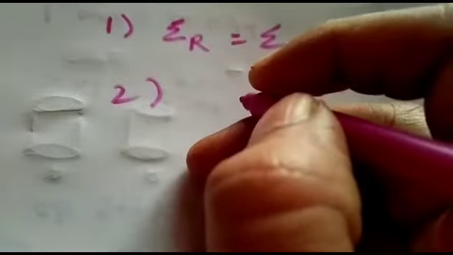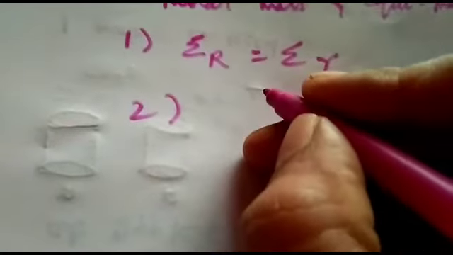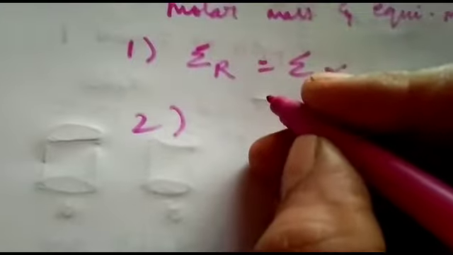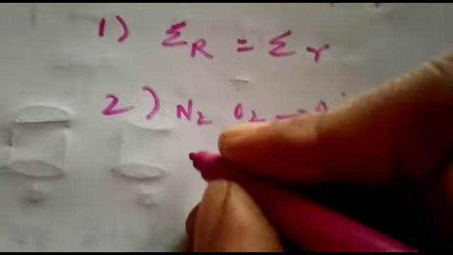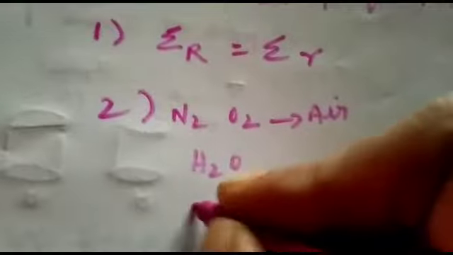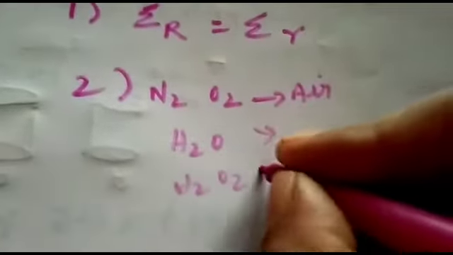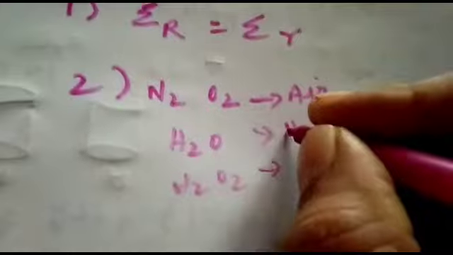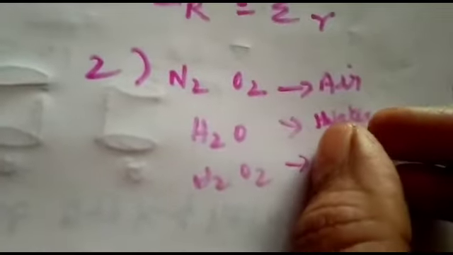Constant proportions. Specific ratio means: N2 and O2 in any proportions is called air. But specific proportions, H2O and H2O2: H2O means water, and H2O2 means hydrogen peroxide. Specific proportions is called water; any proportions is called air. These are the law of constant proportions.